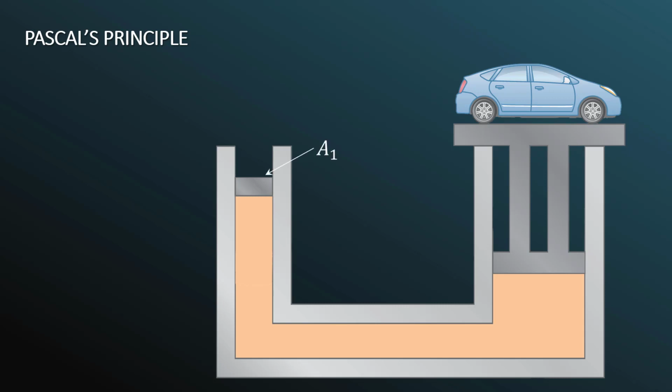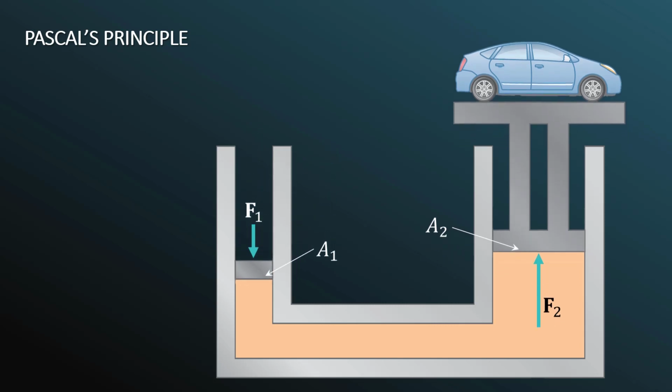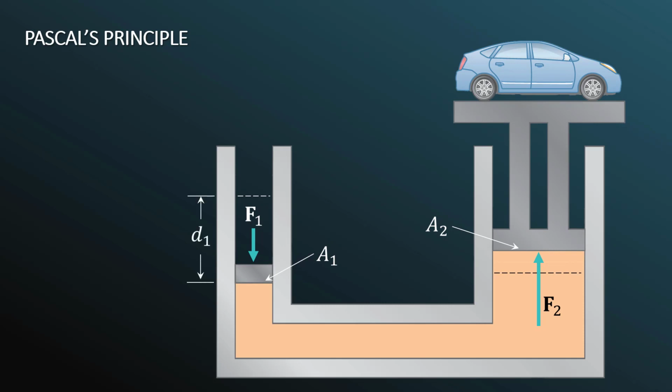So we have our piston on the left with area A1, and we have our piston on the right with some area A2. If I apply some force F1, then there will be some force F2 on piston 2. And so both of these pistons will end up moving different amounts, but they will both move. And let's say that piston 1 moved a distance d1 and piston 2 moved a distance d2.